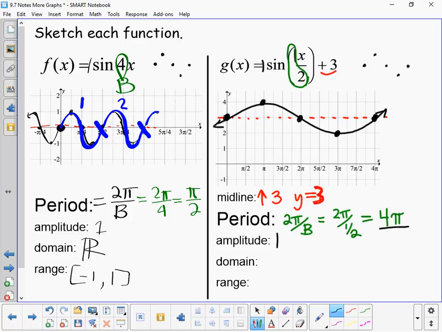It's so long. The domain is all real numbers, and the range is from, I got so used to writing -1 to 1, but this one had an adjustment. The range is from 2 to 4. Bottoms up, remember, on ranges.